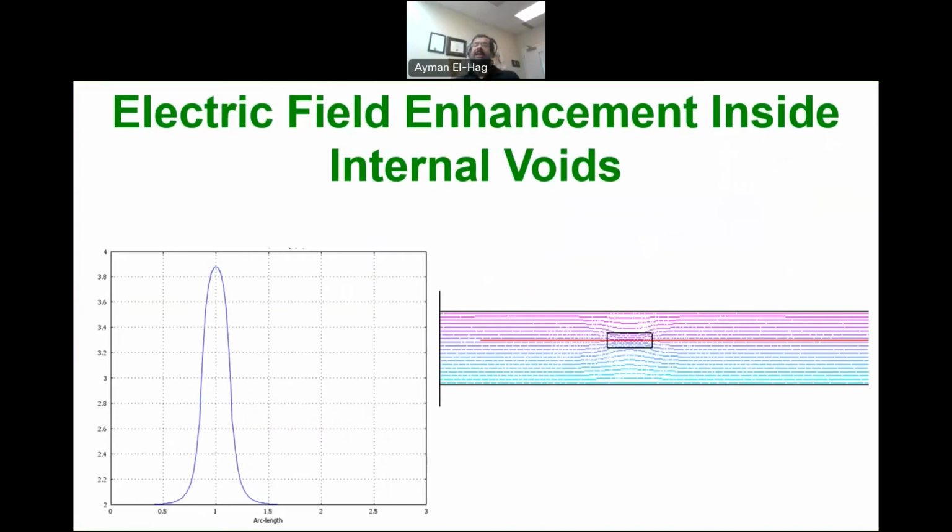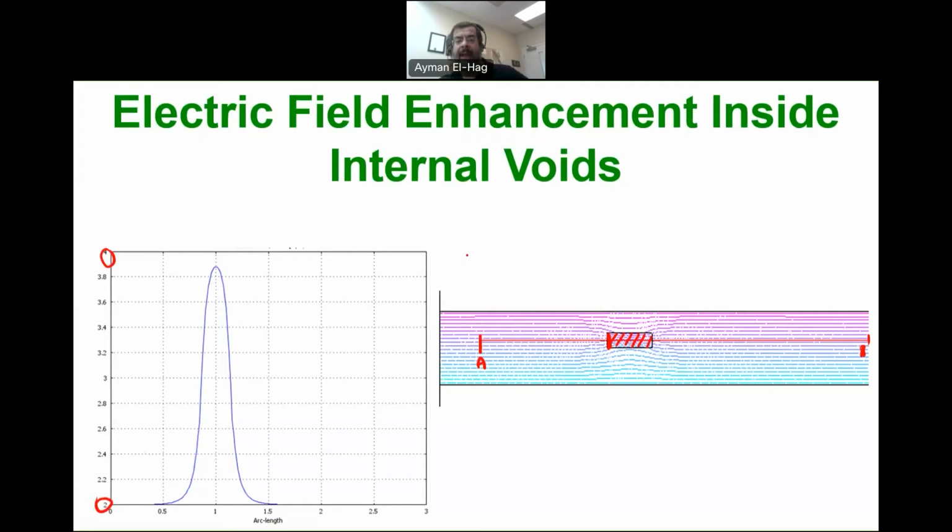Again, let's use this example for demonstration. This is a dielectric material, and we have a void inside here. I'm calculating the electric field along this line, from point A to point B. This is the electric field along the distance. When it reaches the void surface, you will have an increase in the electric field. The value is not important, but it goes from 2 to around 4. So it is almost double. The electric field inside the void doubled.